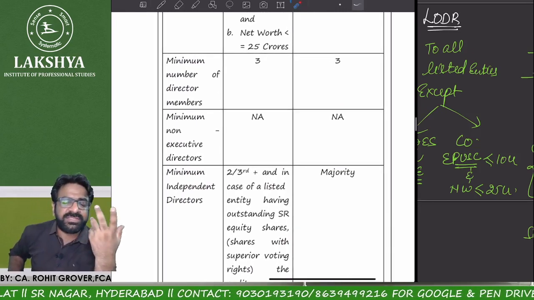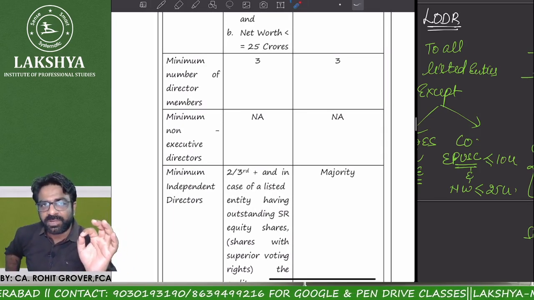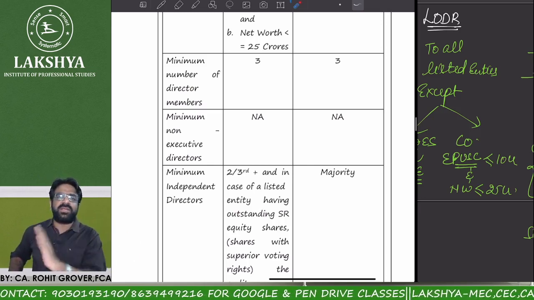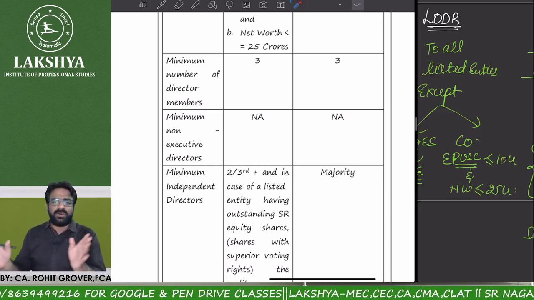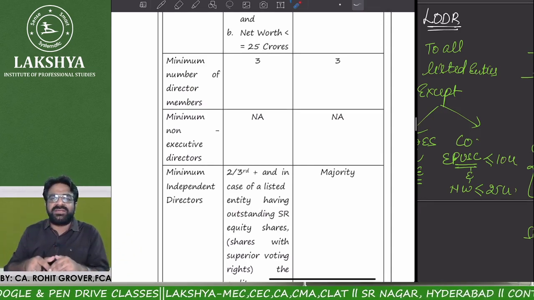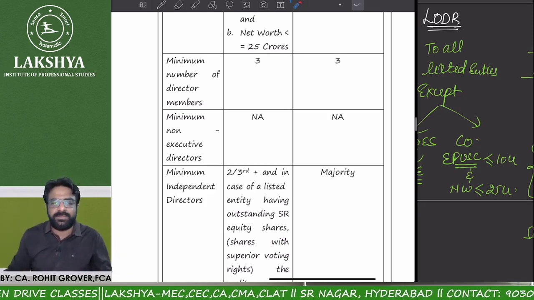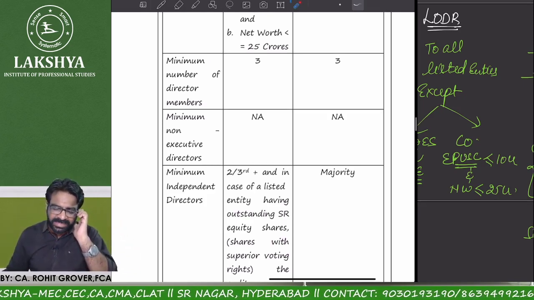Sir, whether it is the LODR audit committee or the Section 177 audit committee, minimum 3 members are required on both sides. That is common. How many should be the non-executive directors? That is not applicable. But there is one problem.